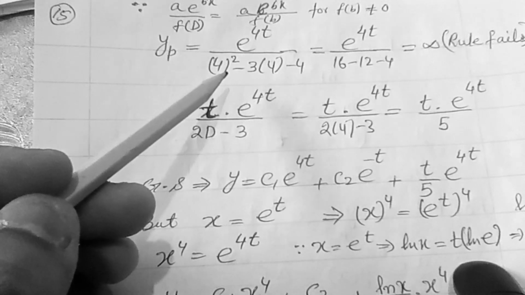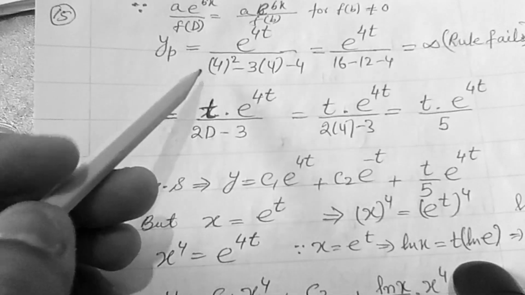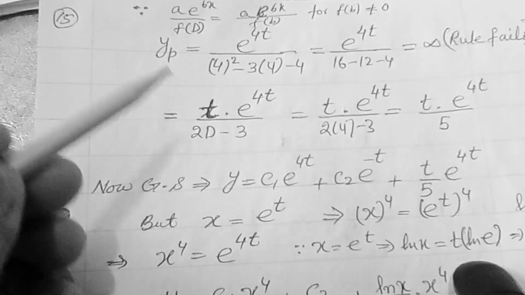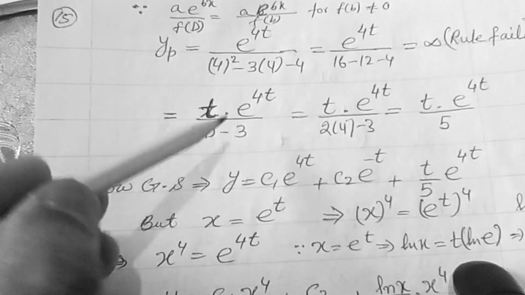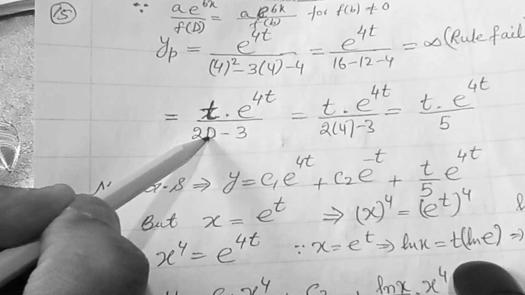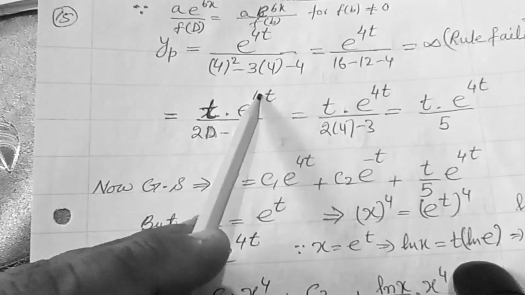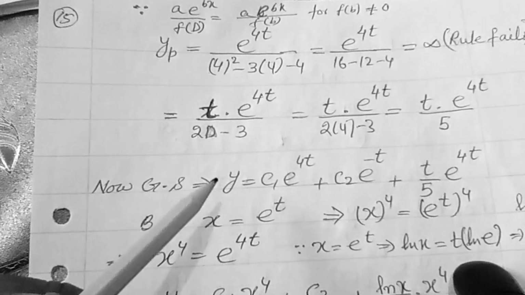So the differential of the denominator, delta squared minus 3 delta minus 4: the differential of delta squared with respect to delta will be 2 delta, and minus 3. So this is 2 delta minus 3. Now we will substitute the value of delta, that is 4. So 2 times 4 minus 3, that is 5. So this is our yp.